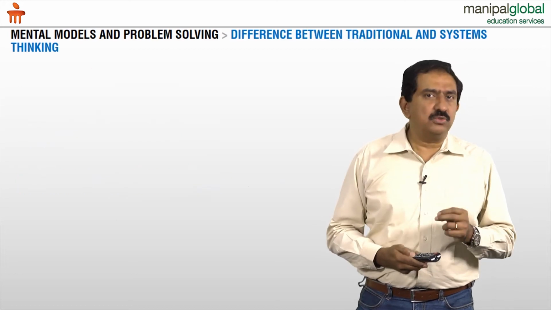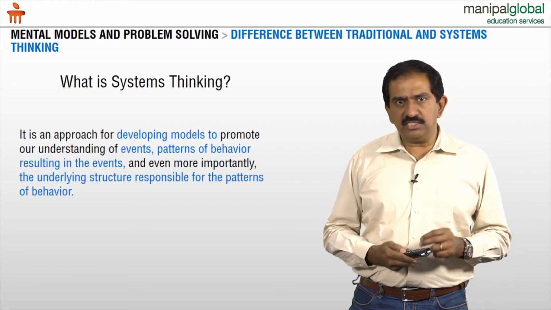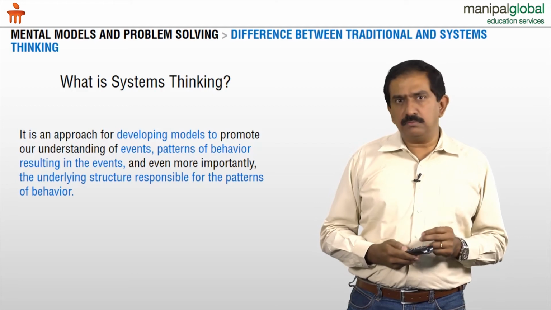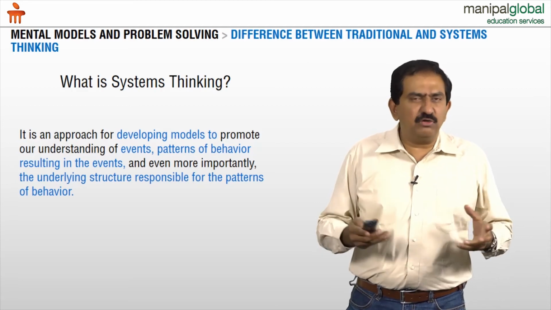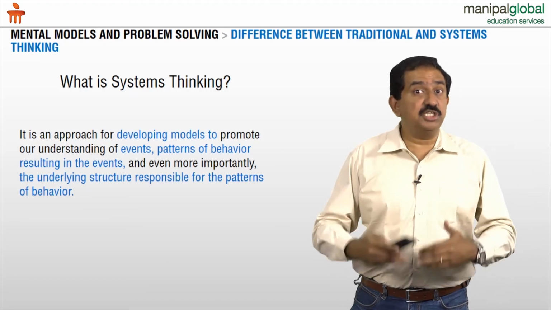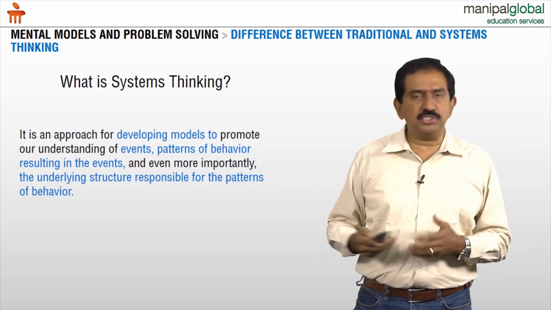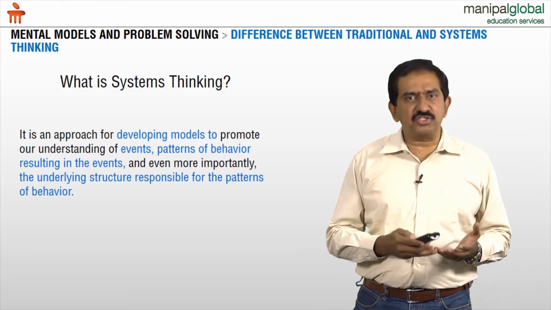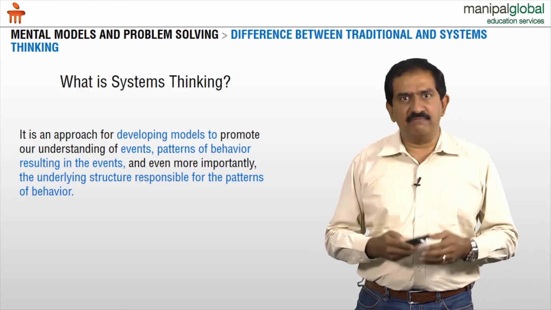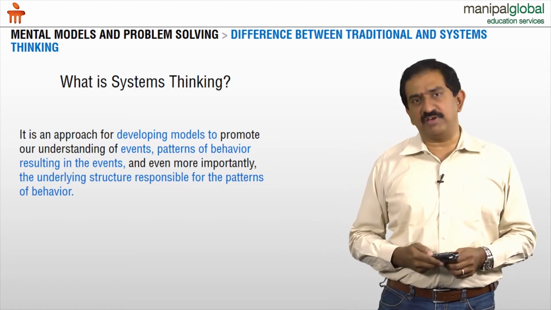This brings us to the second classical definition of systems thinking. In this definition, it talks about developing a model which defines events, patterns, or behaviors, which in turn results in events, and even more importantly, the underlying structure responsible for the patterns of behavior. Very complex, right? But this is systems thinking. Let's try and simplify this.